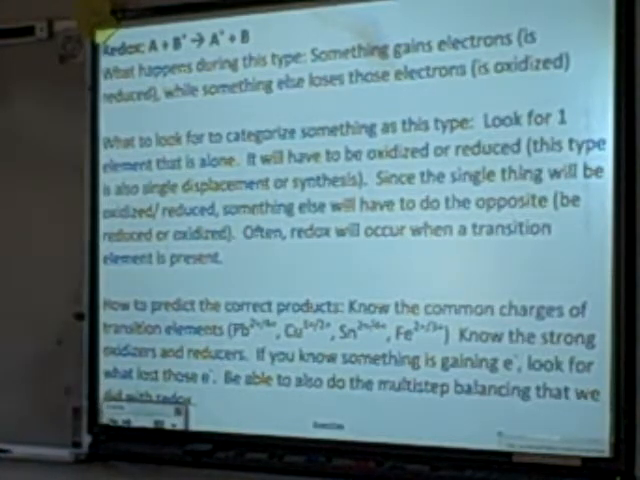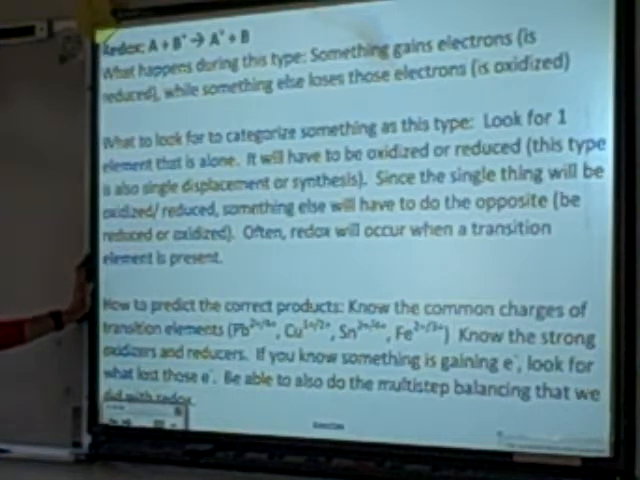So if you see anything by itself, if you see two types of transition metals, that's a really good indicator because they can have multiple charges. So let's see, look for one element that's alone. Look for transition elements. Also, I'll give you a list of things you should know for the AP sheet that you find on chemibear.com. There's a list of strong oxidizers on the right side of the sheet, halfway down. If you see those things, you have a redox.